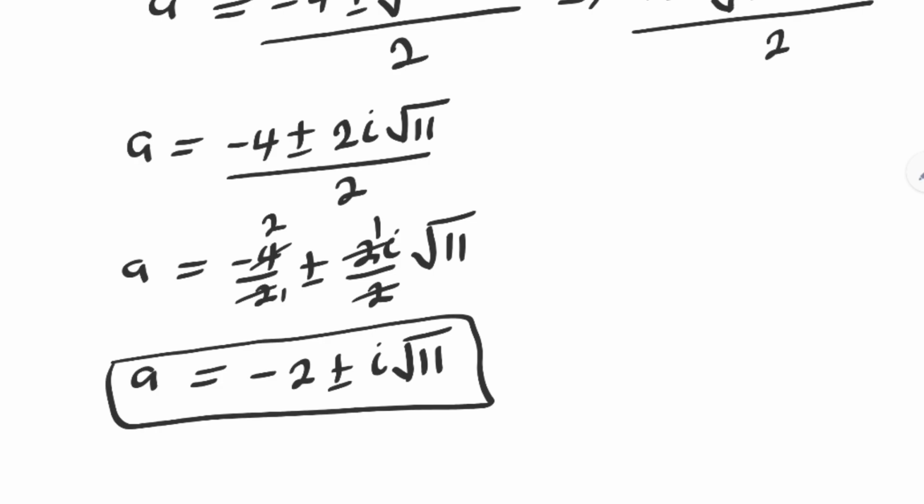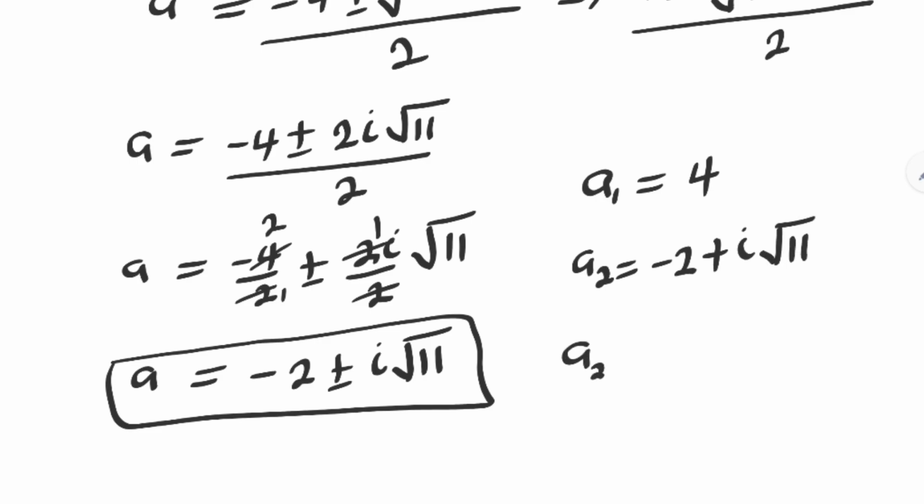Therefore, our final answers are a1 is equal to 4, a2 is equal to minus 2 plus i square root of 11, and a3 is equal to minus 2 minus i square root of 11. You can see that here we have one real root and two complex roots.